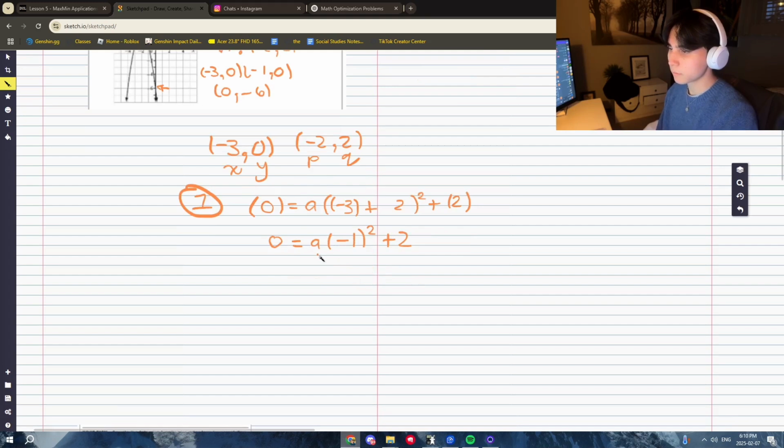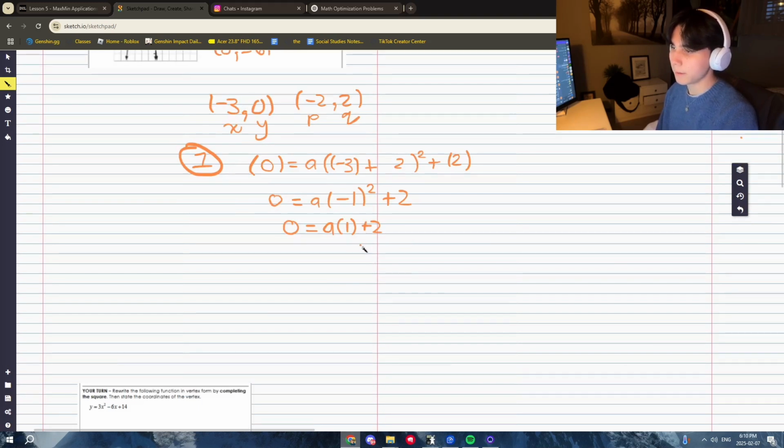And once we have this, what we can do is we can just evaluate what's in the bracket. So we have a times, or a to the 1, plus 2. And you just subtract 2 from both sides to isolate for a. And you get a is equal to negative 2.